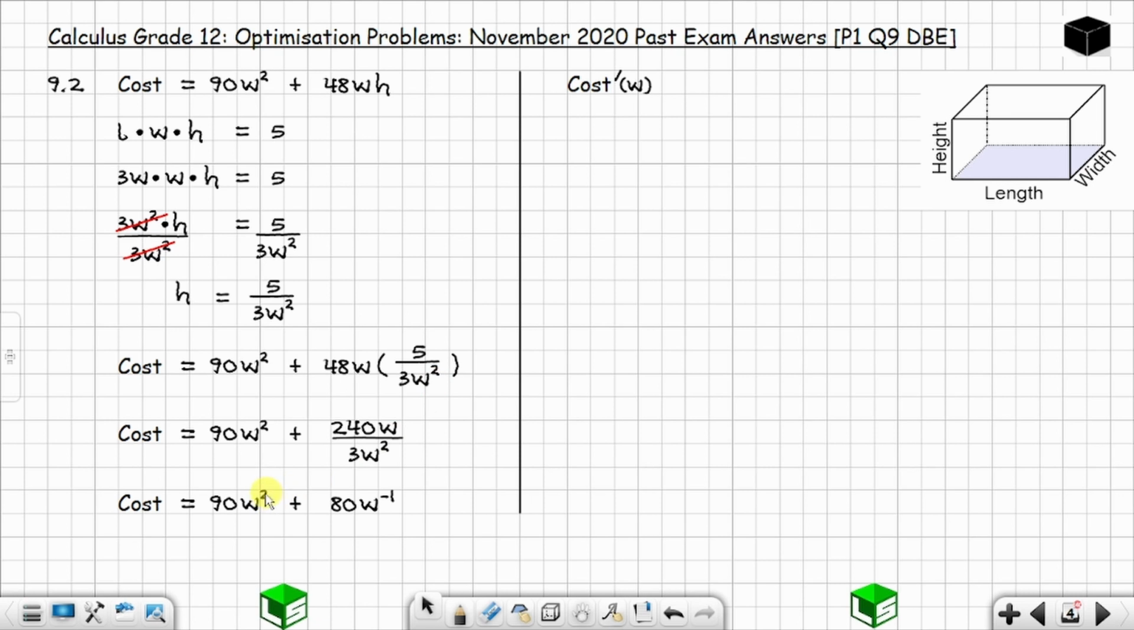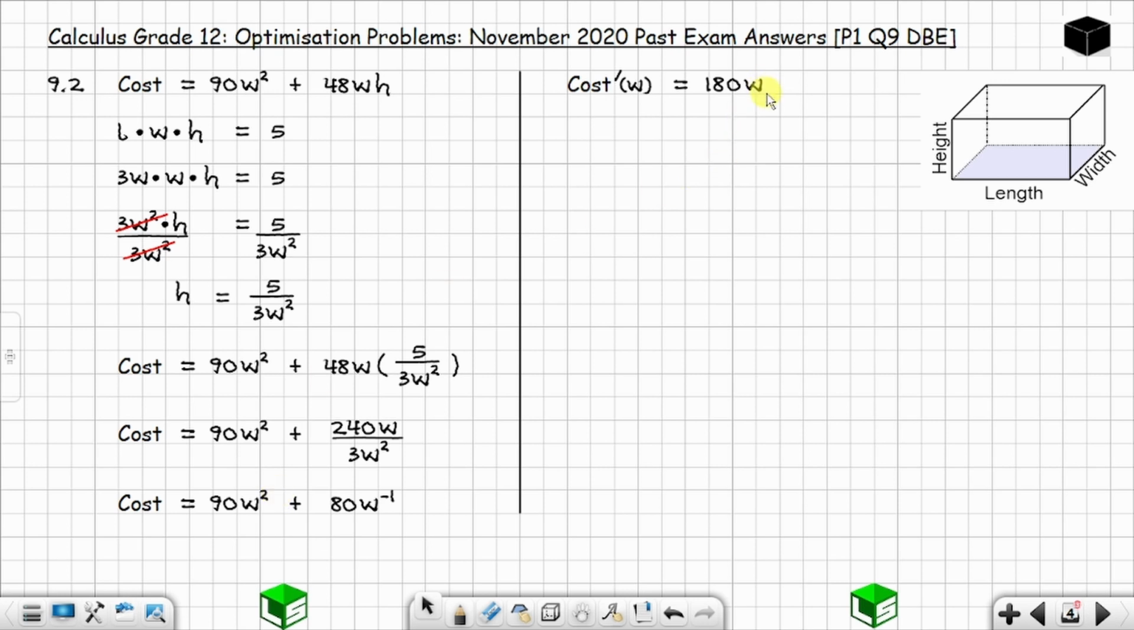So it will be that exponent times that coefficient. You have 90 there. The coefficient is 90. So it's 2 times 90, which is 180. And then w, or the width, to the power of 2 minus 1. So you subtract 1 from the exponent. So 2 minus 1, it's 1.